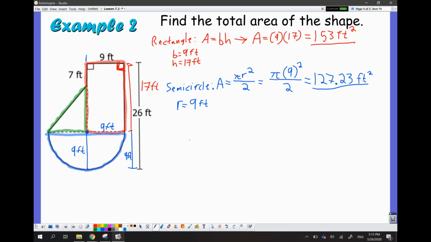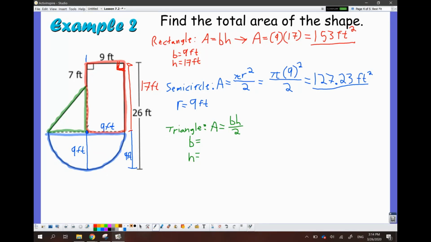So I've got the area for the rectangle. I've got the area for the semicircle. The only thing I have left is the area of the triangle. Let's make a section here for triangle. And remember, we need to identify the base and the height because the formula for area here is base times height divided by 2. So I need to find my base and I need to find my height.